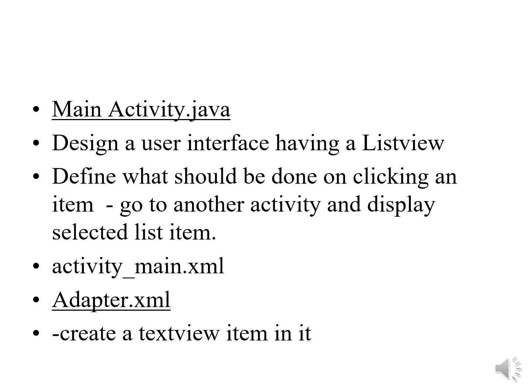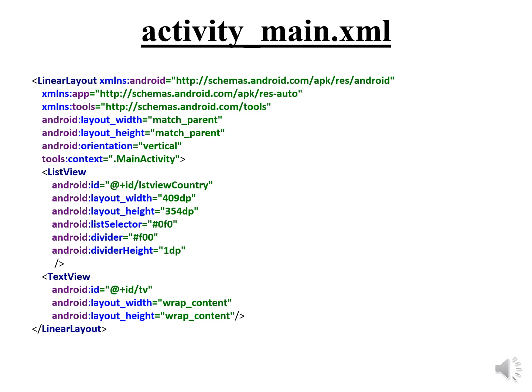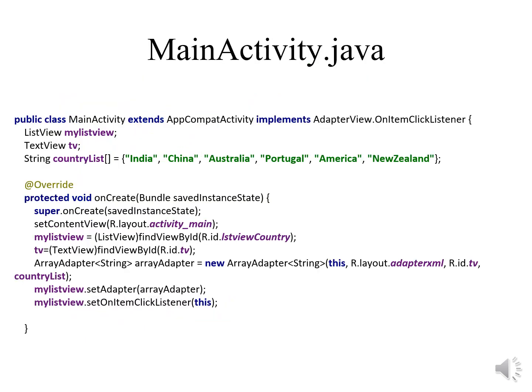In activity main.xml file, we will be creating a list view and a text view. We will be creating an additional XML file, and in that we just have to add a text view tag. So this is the code for activity main.xml file. We are adding a list view tag and text view tag. List view tag is meant for creating a list box. Text view tag is meant for displaying what item that you have selected.